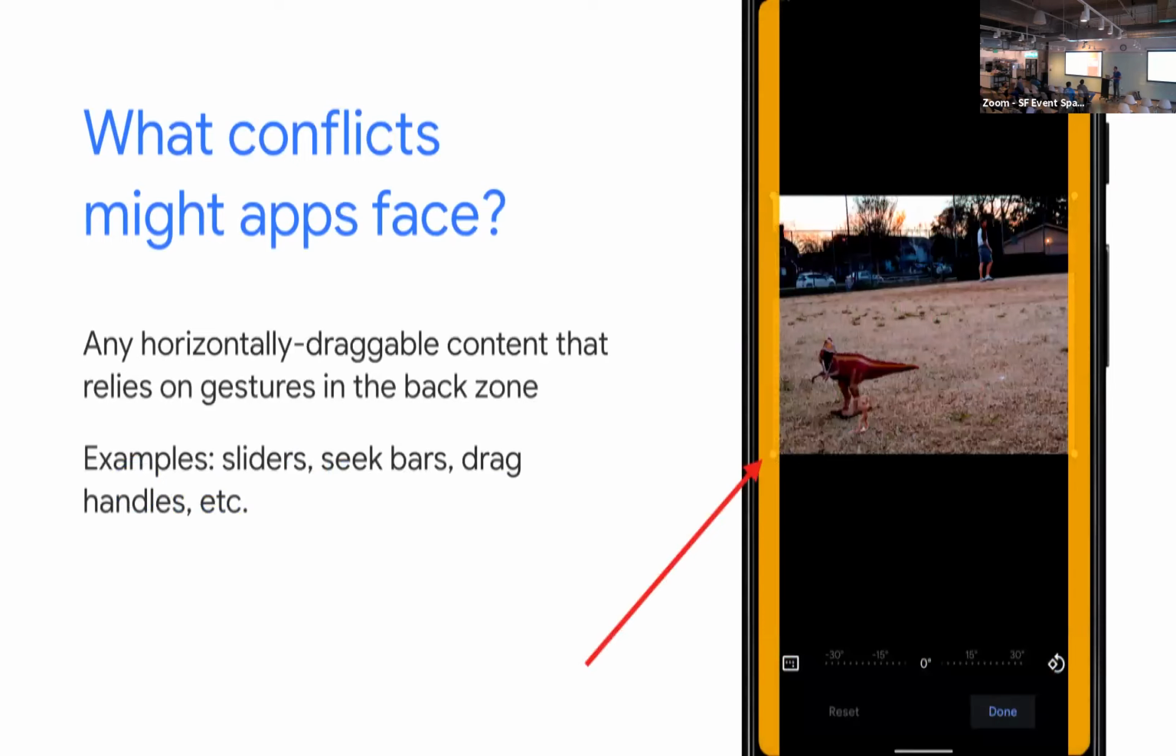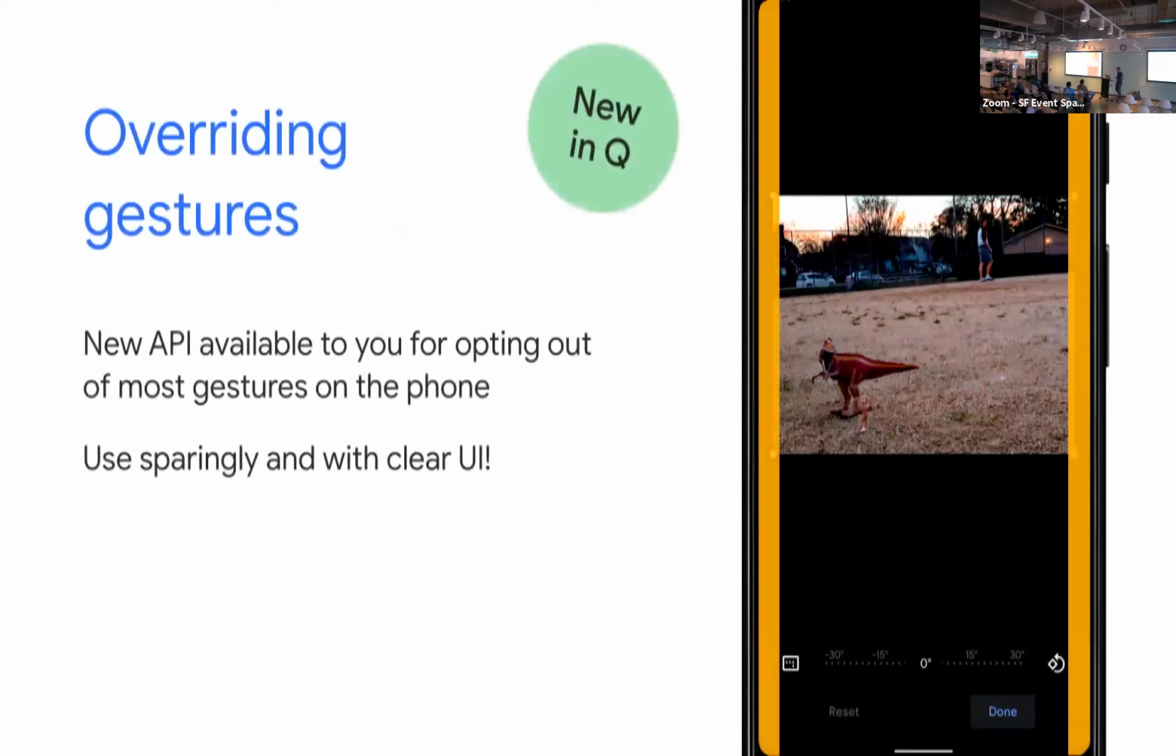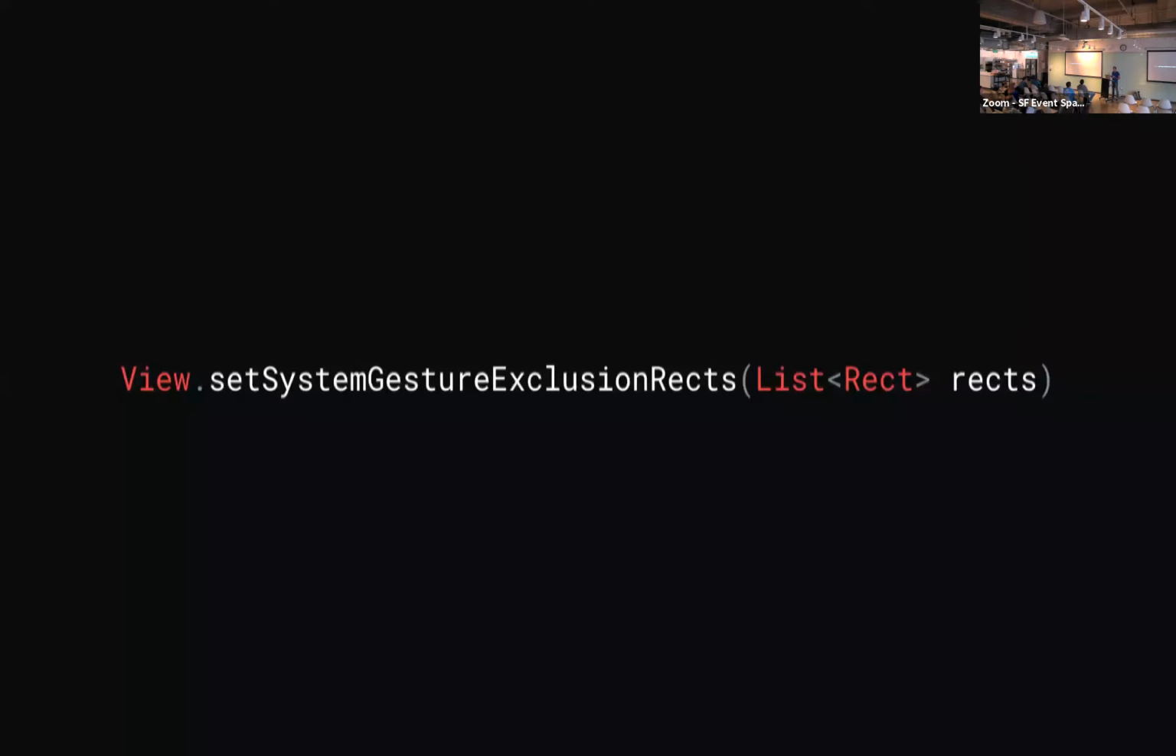So in order to make this work, we have a new API in Android Q. With this, what you need to do is create rectangles which you want to opt out from the back behavior, and then send that list of rectangles to the setSystemGestureExclusionRects API.